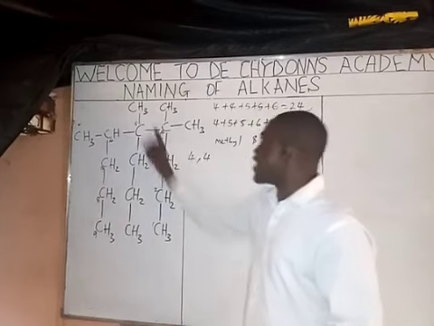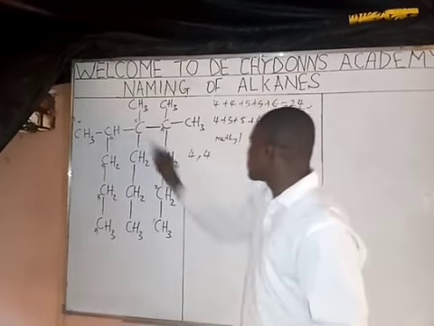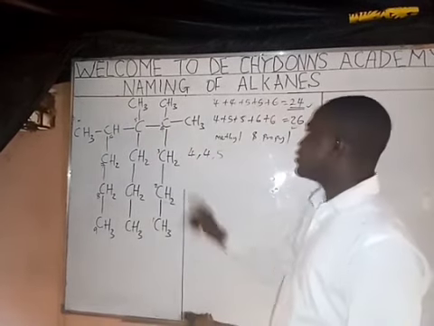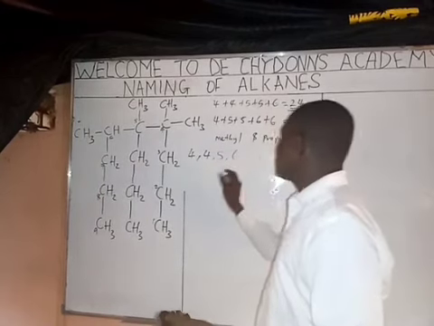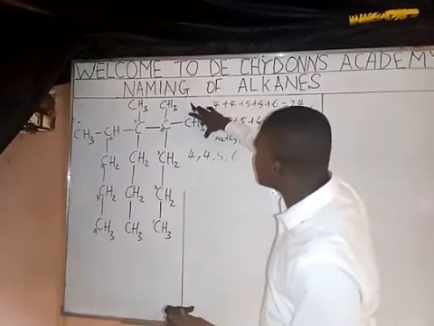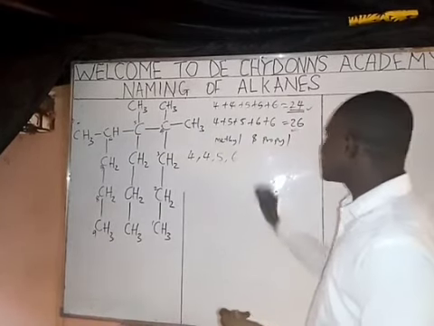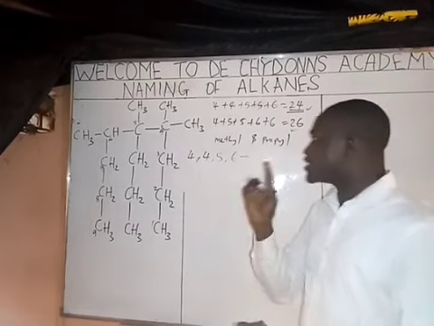We go to position 5. Do we have any methyl there? Yes. Only 1 methyl is what we have. We say 5 methyl. Okay? At position 6, we have another 1 methyl. We say another 6 methyl. So we are taking care of the substituents called methyl in this structure. We now say, how many methyl do we have? 4.